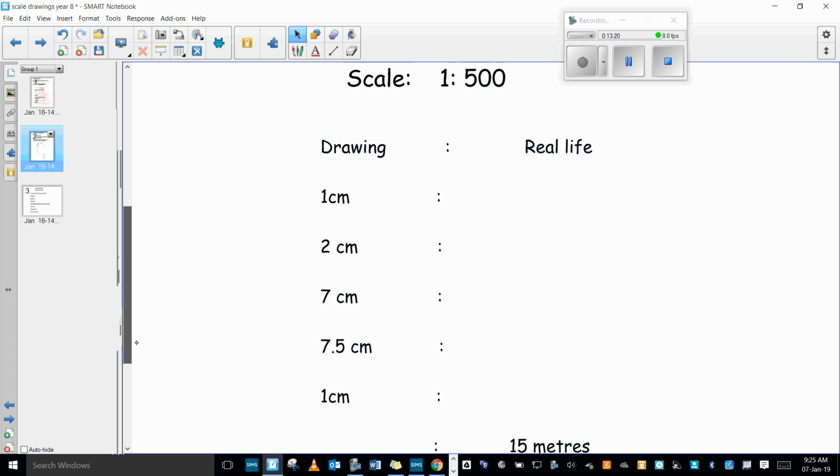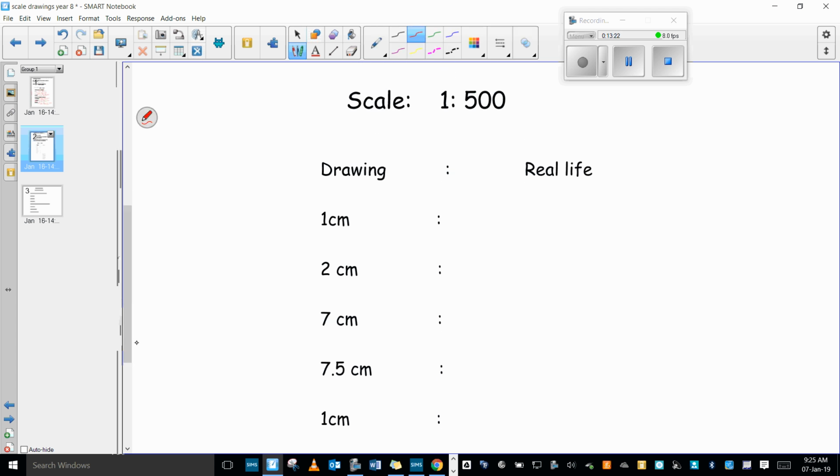So we've got 1 to 500. So we've got 1 centimetre here. So what we're going to do, we're going to have 500 centimetres. So our answer is just going to be 500 centimetres. We just have to multiply by 500.